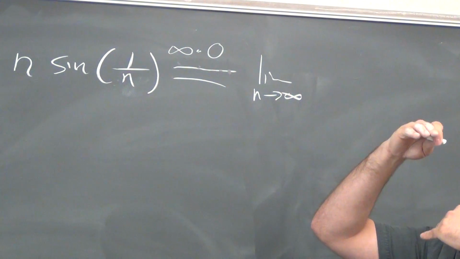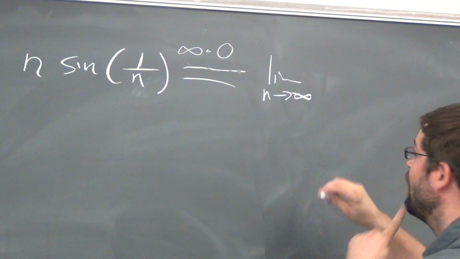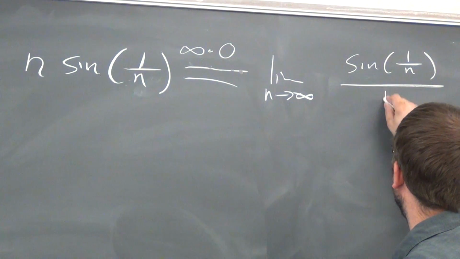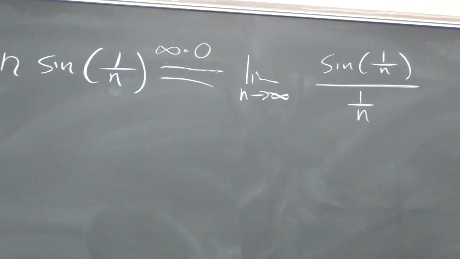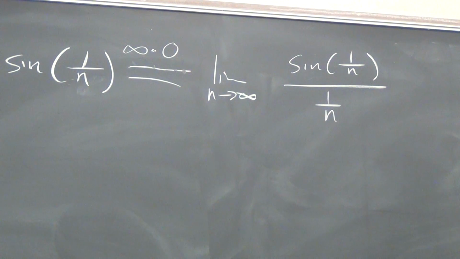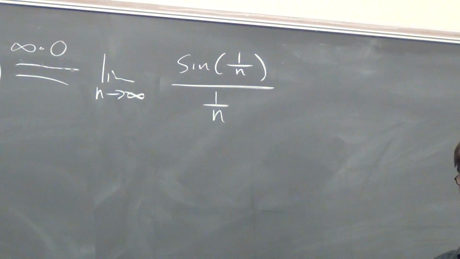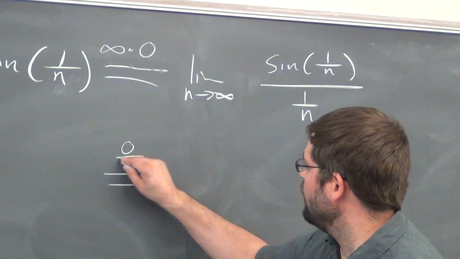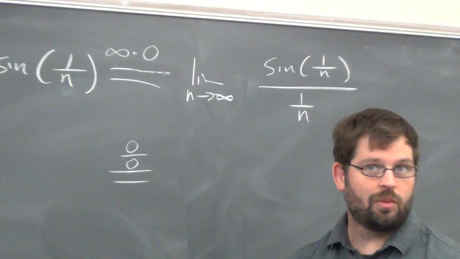So if you remember back in Calc 1, it's been a while, but we turned these indeterminate forms into the infinity over infinity or 0 over 0 forms, and so the natural way to do this one would be to turn it into this. Okay? Rather than multiplying by n, we divide by 1 over n. And now that has a form of 0 over 0, so L'Hopital's rule will apply.